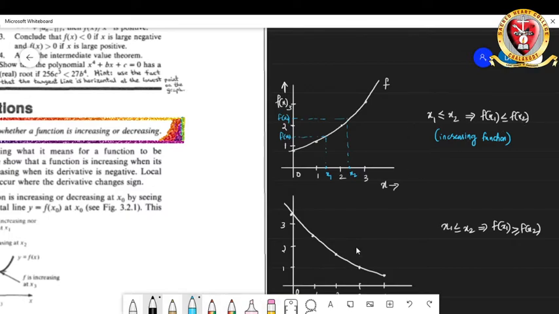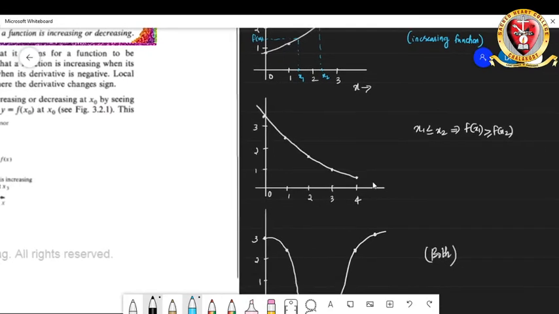So in the next diagram you can see that the function is decreasing at every point, right? So here, take x1 here and x2 here, okay, and we draw the corresponding values of the function at those points. This will be f of x1 and this will be f of x2. Here you can see that x1 is less than or equal to x2, but f of x1 is greater than or equal to f of x2.